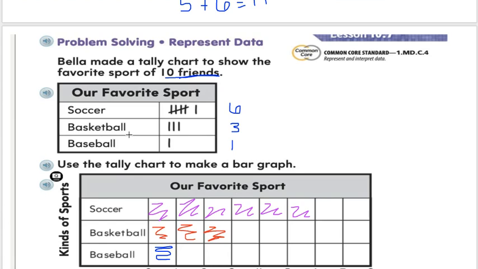So remember, here's the title of our graph. It's called Our Favorite Sport. The side shows us the kinds of sports: soccer, basketball, baseball. And the bottom is showing us the number of children, so that it's much easier for us to answer the questions that go along with the data.